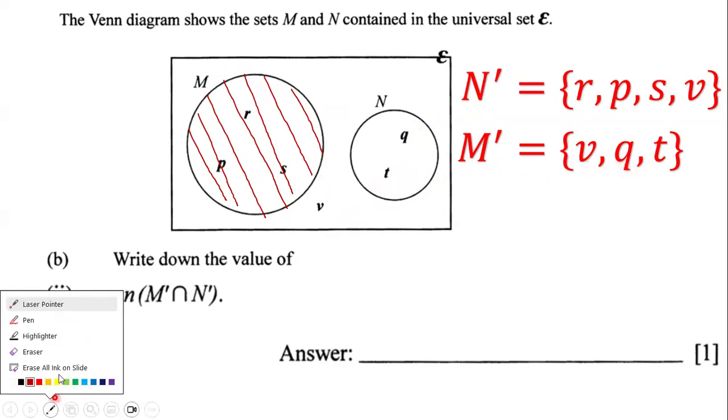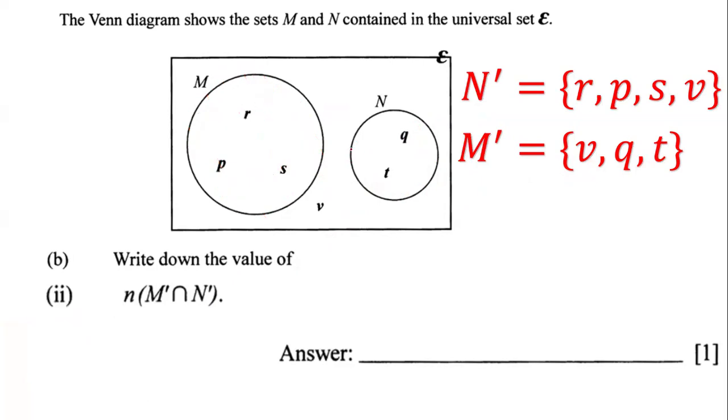So V, Q, and T, those are the elements in M complement, but we need N complement as well. Remember, for N complement, we do not include any of the elements that are inside of N. And so that means that we are left with what? We're left with R, P, S, and V. These are the elements that are inside of N complement.